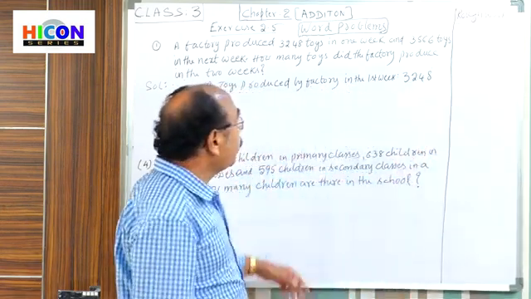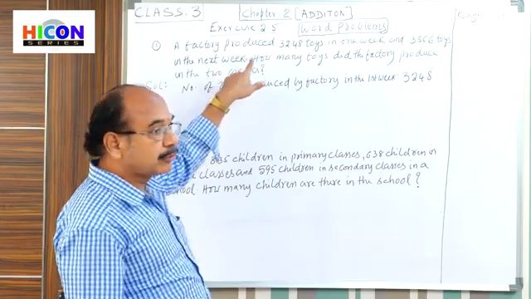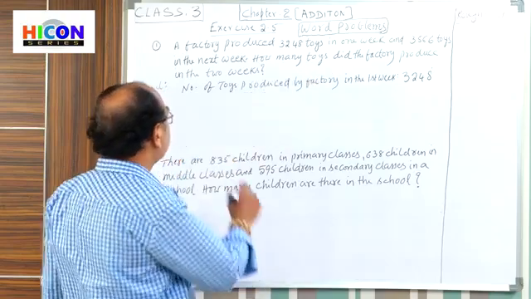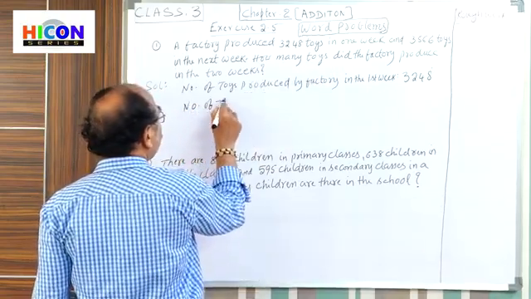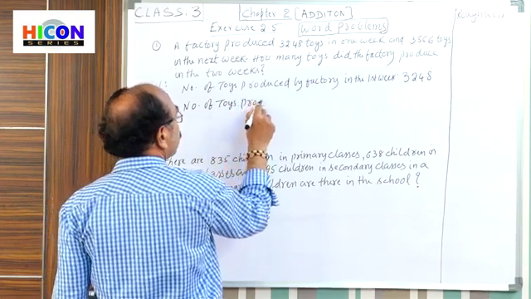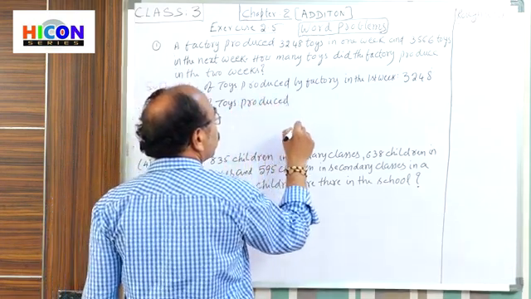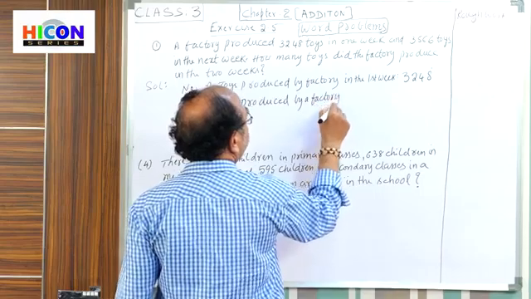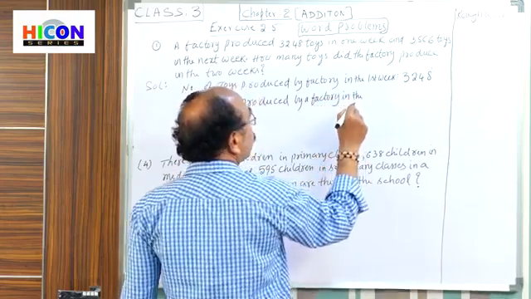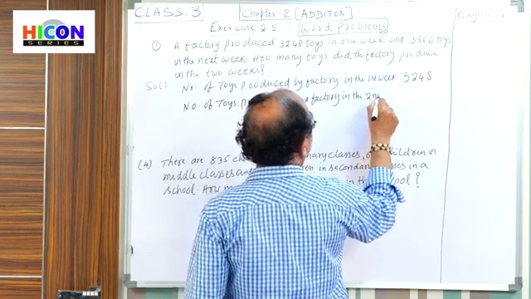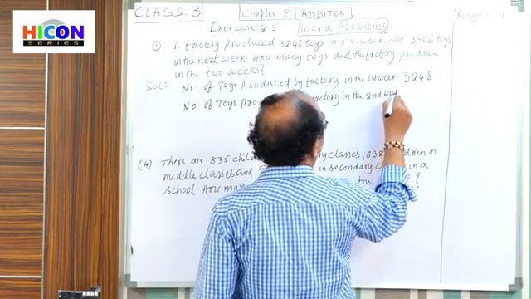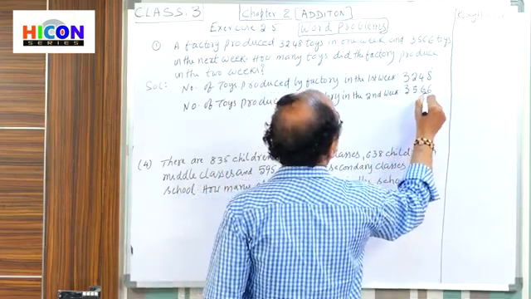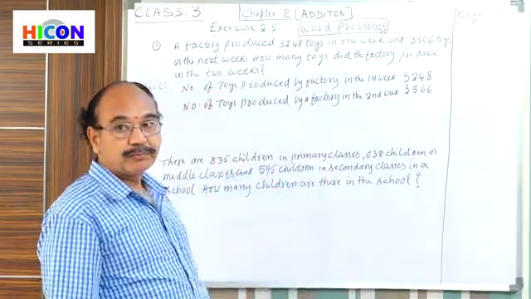Now, how many toys did the company produce? Company means factory. It produced in the next week 3,566. So, number of toys produced by a factory in the second week. Second week means the next week. How many toys produced here? 3,566. That is the second step we prepare.